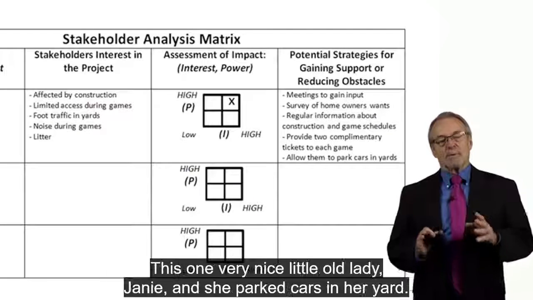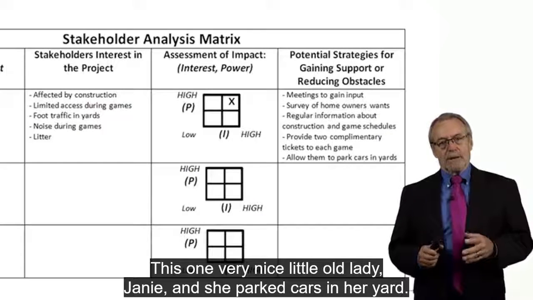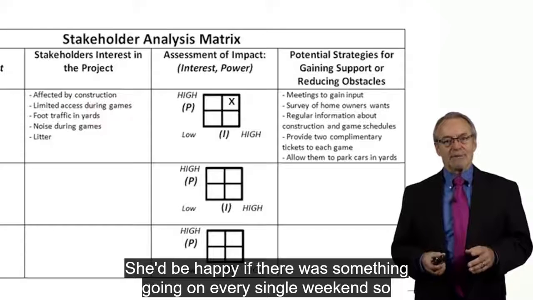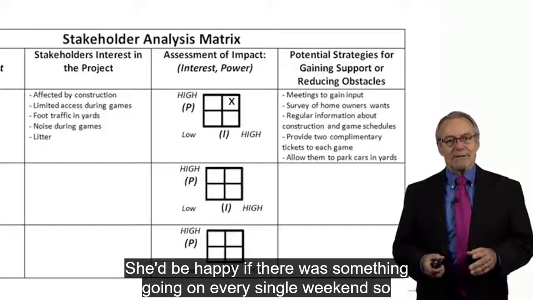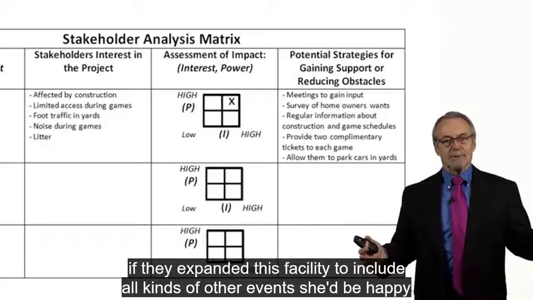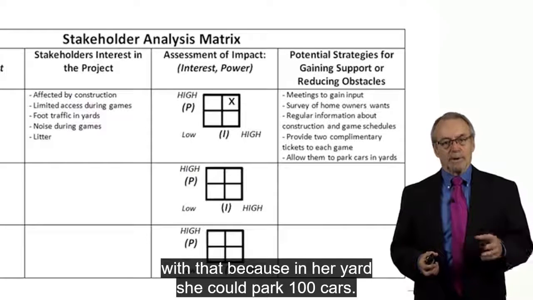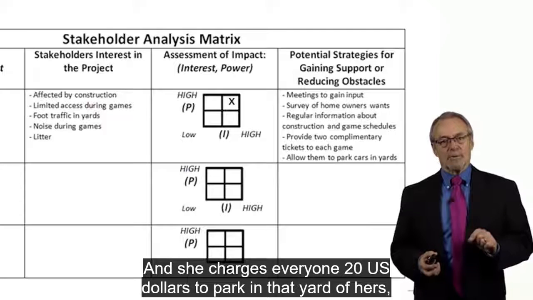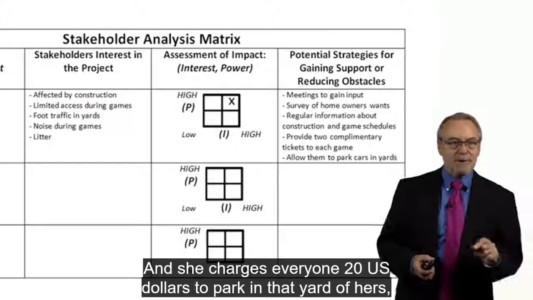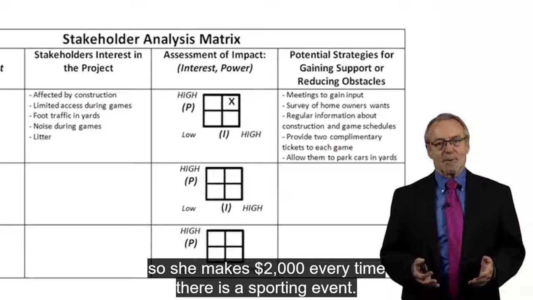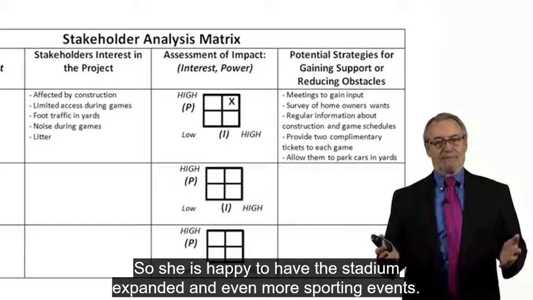Near this facility, there's one very nice little old lady, Janie, and she parks cars in her yard. She's very happy to have any kind of sporting event going on. She'd be happy if there was something going on every single weekend. So if they expanded this facility to include all kinds of other events, she'd be happy with that, because in her yard she can park 100 cars, and she charges everyone $20 US to park in that yard of hers. So she makes $2,000 every time there's a sporting event. So she's happy to have this stadium expanded and even more sporting events.